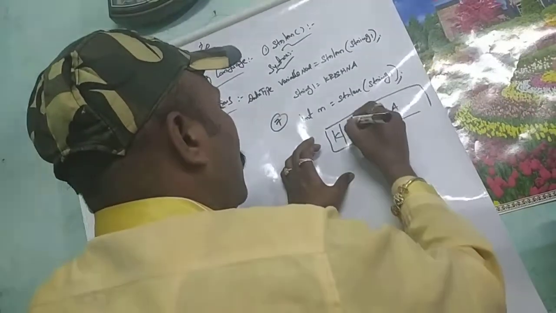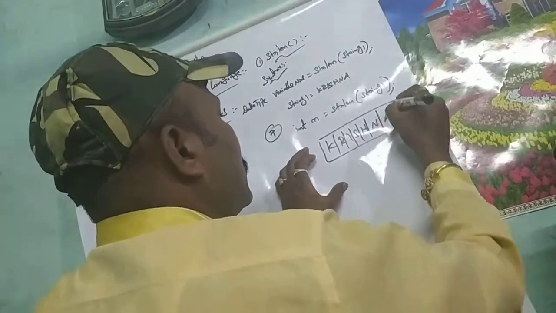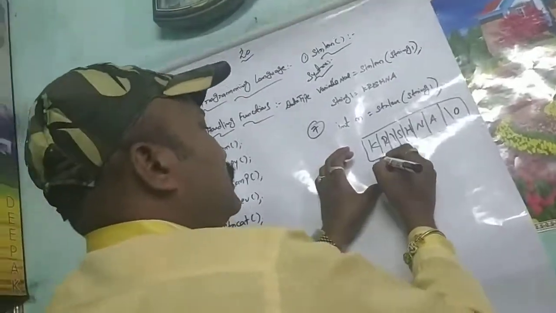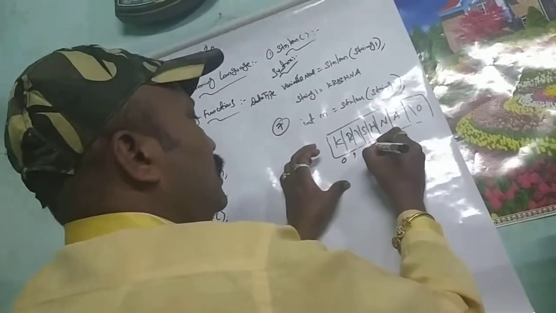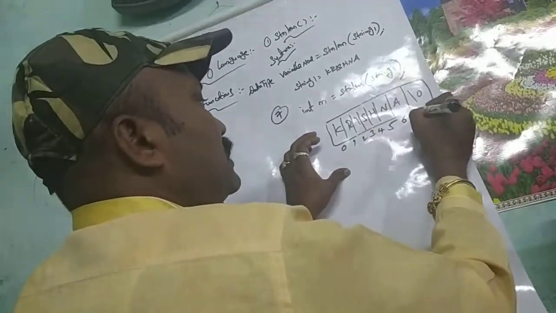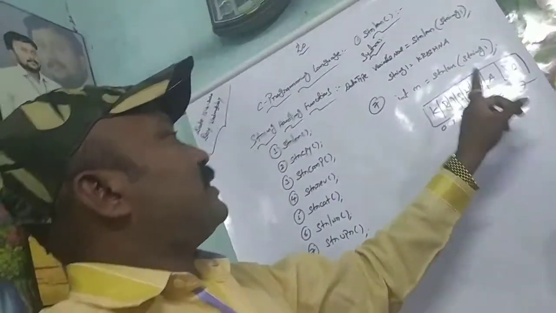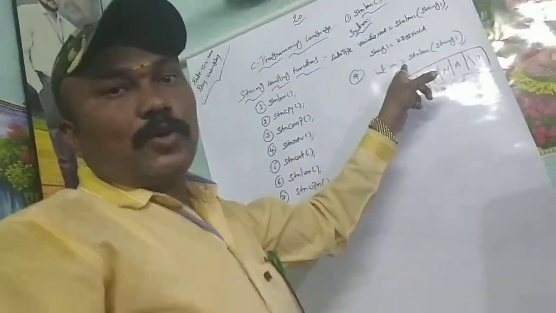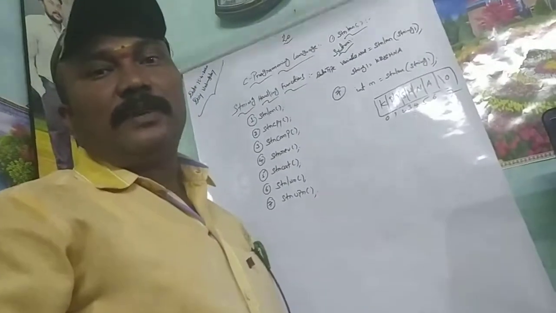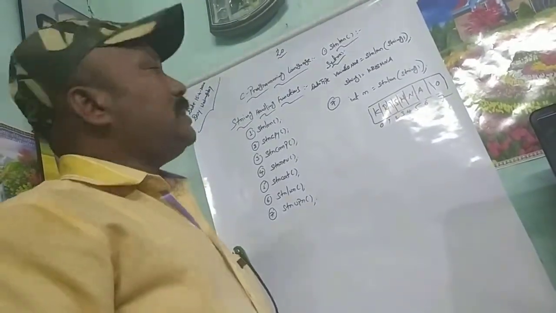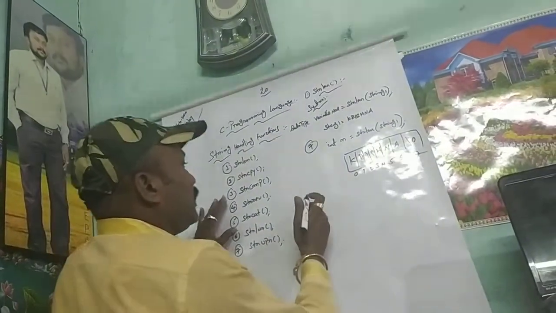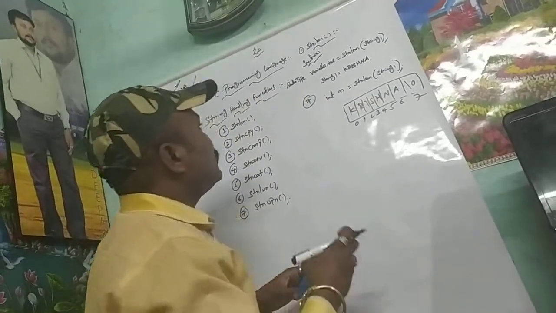So 1, 2, 3, 4, 5, 6, 7. Last one character. That is 0, 1, 2, 3, 4, 5, 6, 7. Yes or no? 7. So that 7, what happened? It is stored into, or assigned into, n. Now it will display the 7. That is string length.